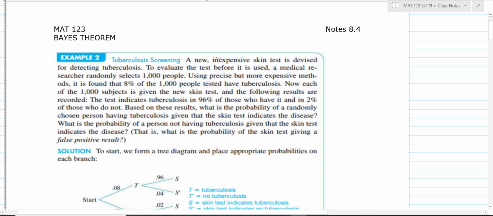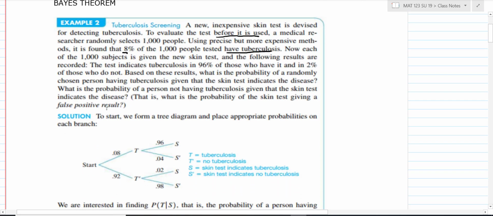First of all, this says a new inexpensive skin test is devised for detecting tuberculosis. To evaluate the test before it is used, a medical researcher randomly selects 1,000 people using precise but more expensive methods. It's found that 8% of the 1,000 people tested have tuberculosis. Now, if you begin to look down at the tree diagram, I just want to pause there. T would be tuberculosis. T prime is they don't have tuberculosis.